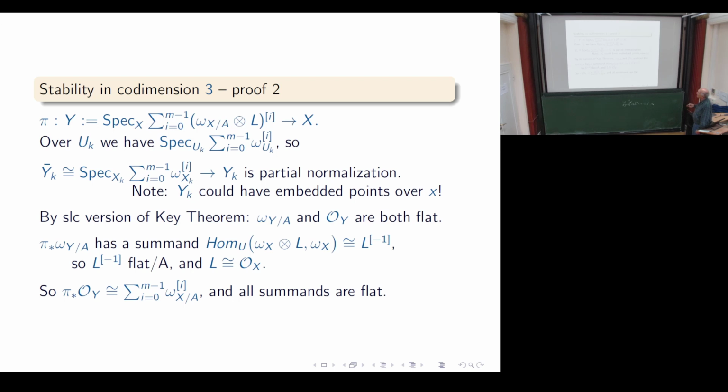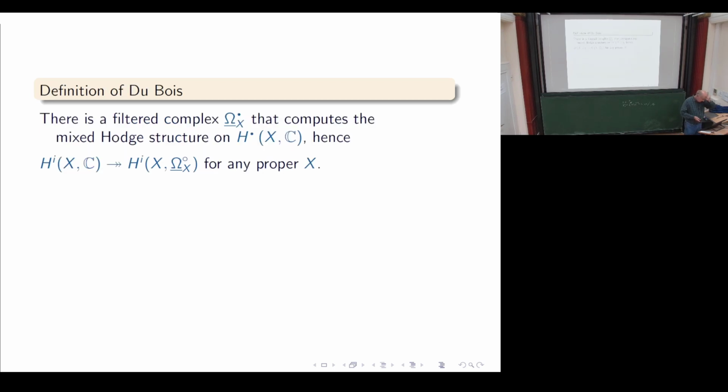And now the pushforward of omega Y over A has a summand, which is just Hom of omega X tensor L, omega X, which is just L inverse. So this is flat over A, hence it's free. And so this thing just fell into place. So now once L is gone from here, then I get that these are flat, and all the summands are flat. You see, that was all we have to do here. Okay, any questions?